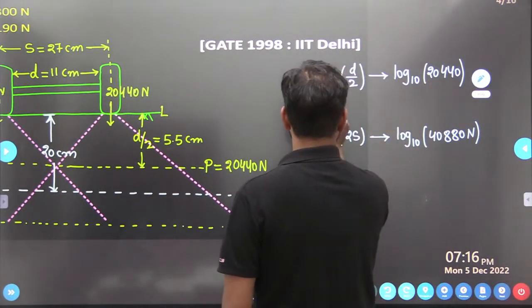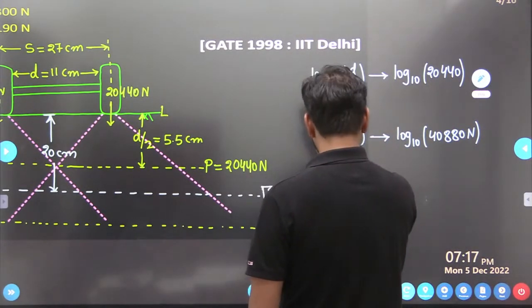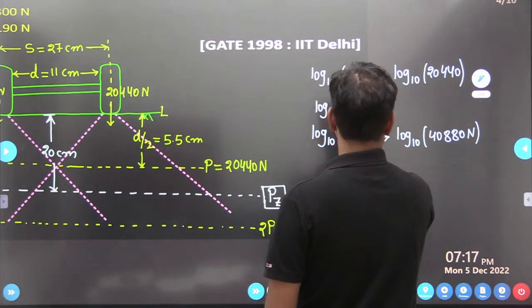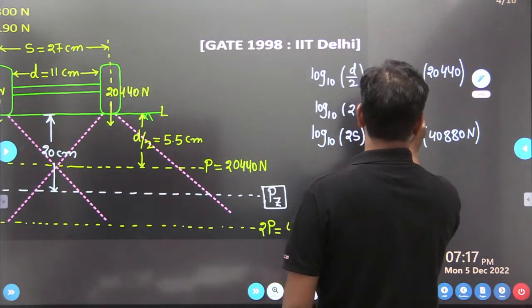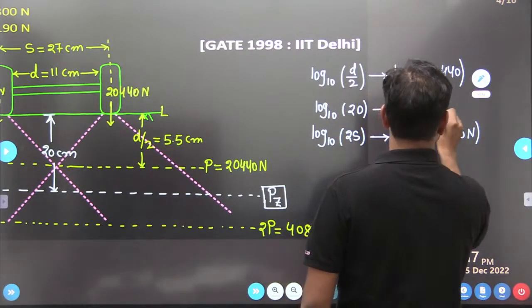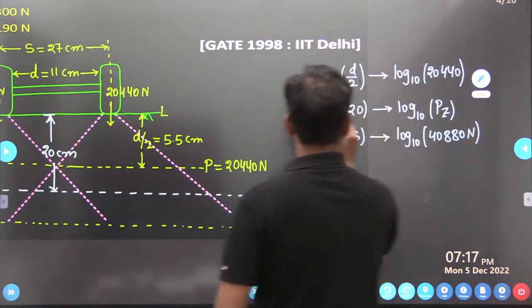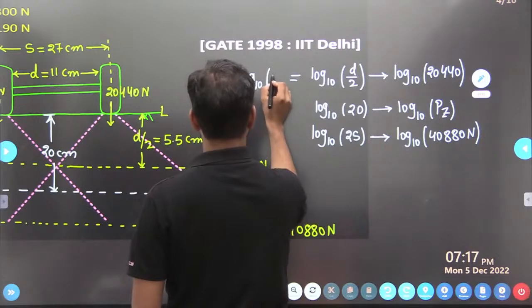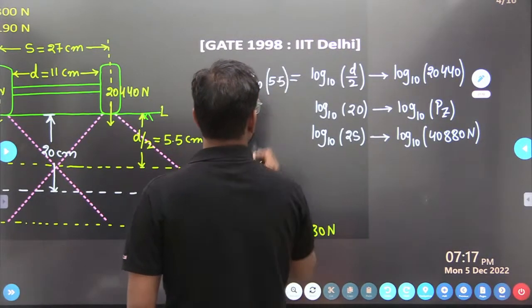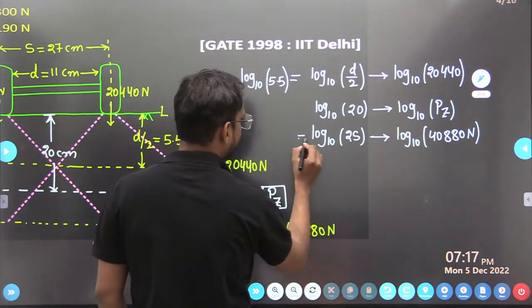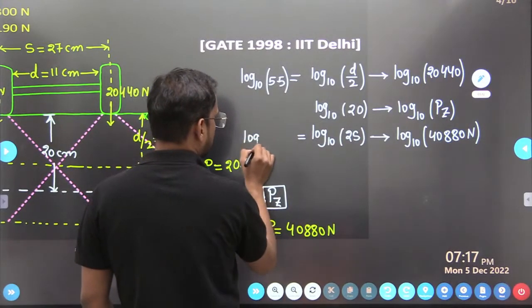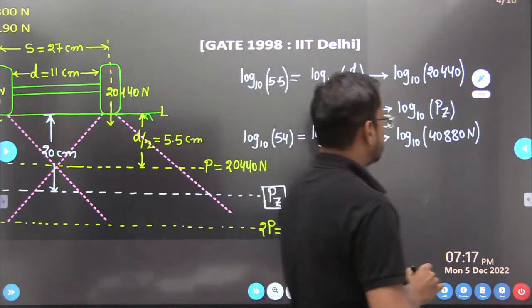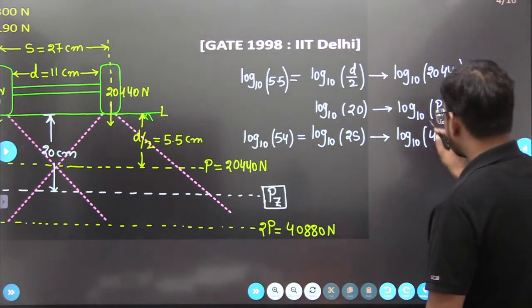Next is what is the value of log 10 20 centimeter. So suppose I consider log 10 PZ. Clear? Now see here, we can also write it like this, log 10 d by 2 is equal to log 10 5.5 centimeter. And if I am interested to calculate 2s, we can also write log 10 54 centimeter. Now by the help of linear interpolation, we can calculate the value of pz.